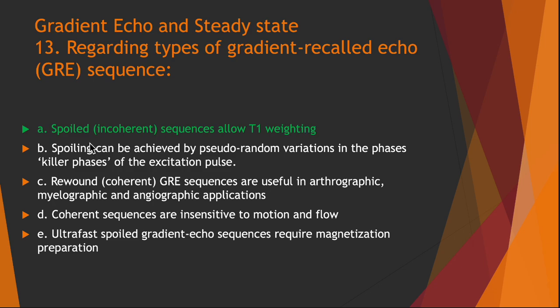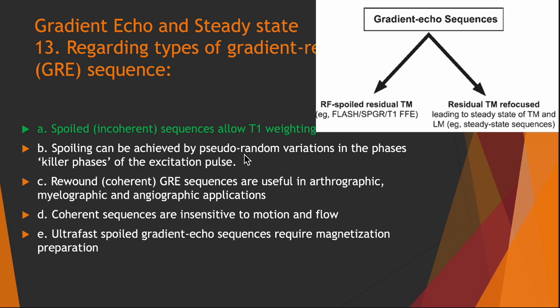Since the spoiled, incoherent sequences reduce the T2 weighted tissue weightage in the sequence, it automatically becomes more like a T1 weighted sequence. So this we have to remember. Spoiling can be achieved by pseudo-random variations in phases, that is, killer phases of the excitation pulse.